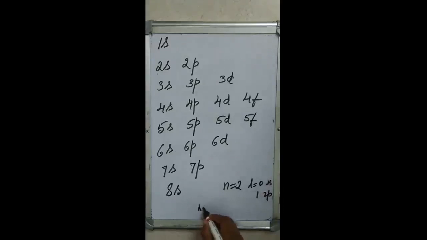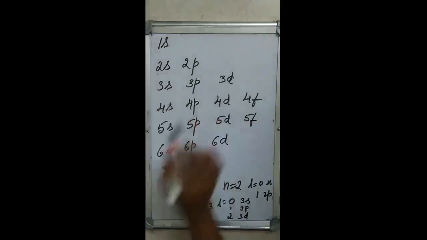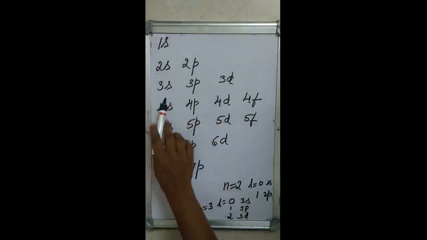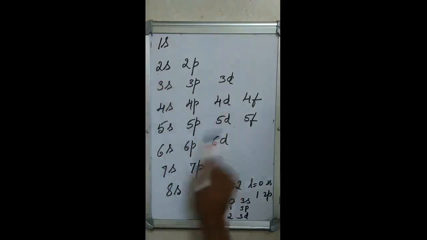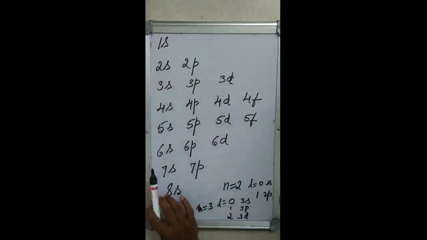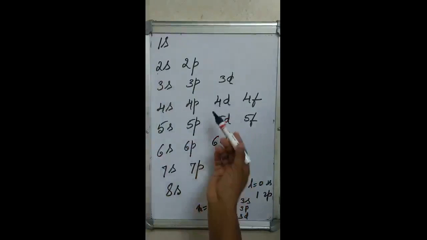So if n is equal to 3, how many subshells are possible? 0, 1 and 2. So 0 means s subshell, that is 3s. 1 means p subshell, 3p, and 2 means d subshell, 3d. Okay, so based on this it is written like this. You can see all these things here. This is a sequence of energy level of the orbitals.